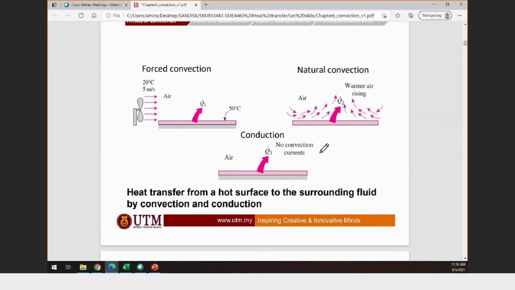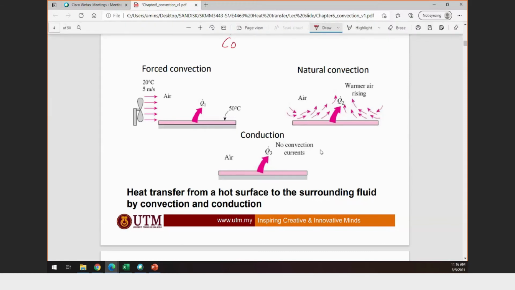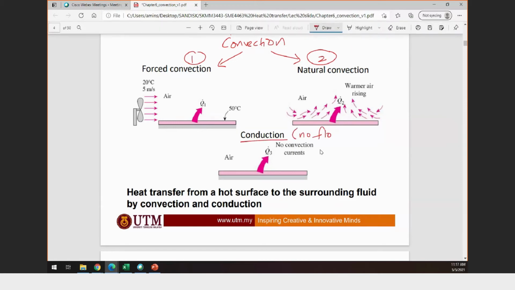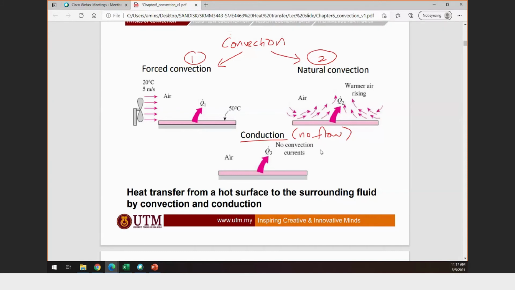So under convection, generally you have two types of convection. One is forced convection, at which you require some external force or external system to improve or increase the fluid flow. Another one is natural flow movement. So basically there are two types of convection. One is forced convection, the second is natural convection. So if there is no flow, that means the heat transfer is only by conduction. Why didn't you consider conduction here?